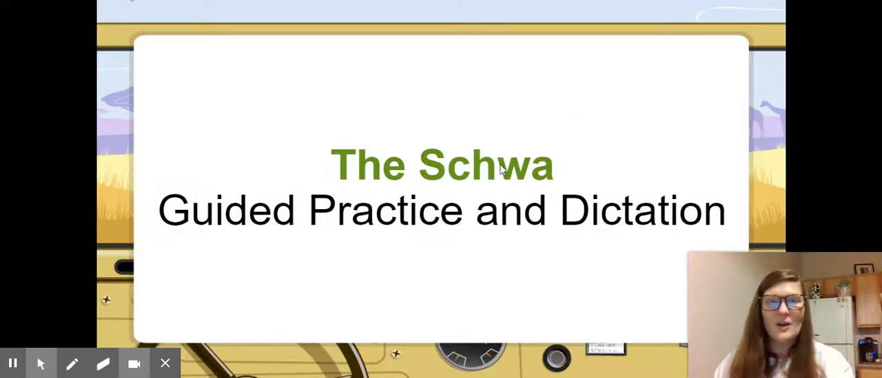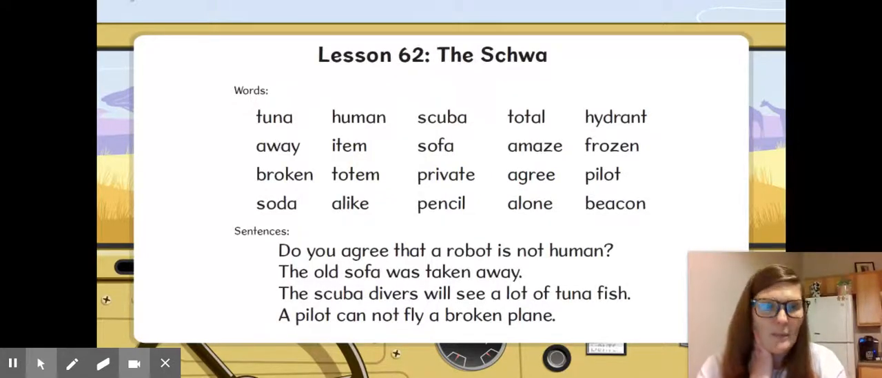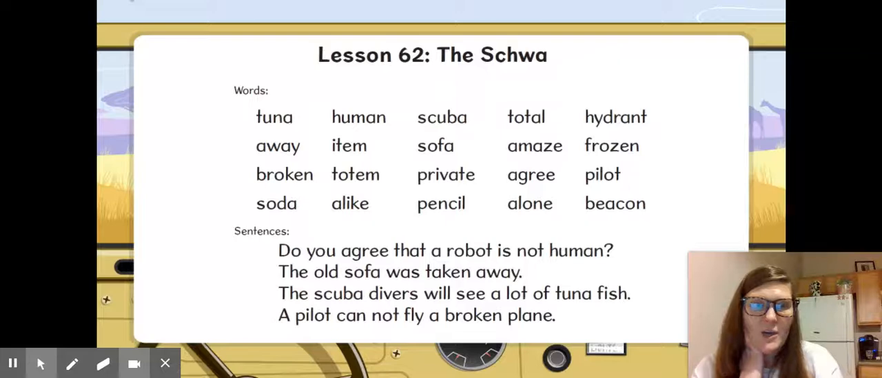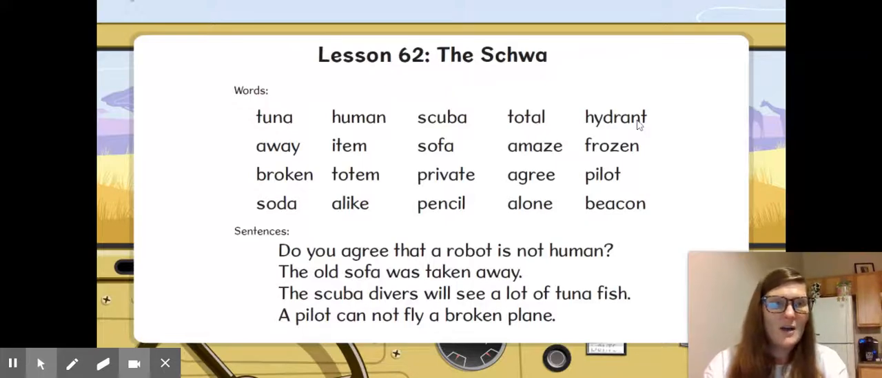Let's look at the transfer card and let's read our words here. Okay, you read them with me, and then I want you to pause the video and read them by yourself, okay? We're going to go across. Tuna, human, scuba, total, hydrant. Okay, all the schwa was in the second syllable on those.